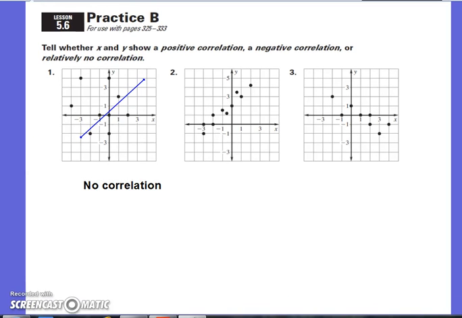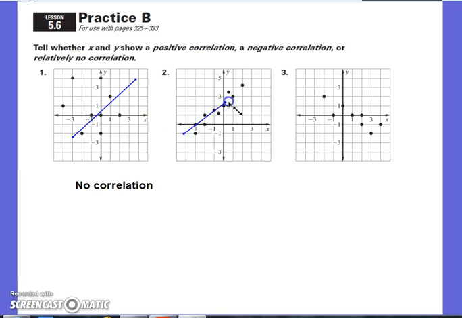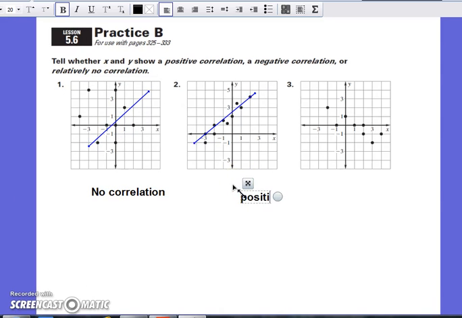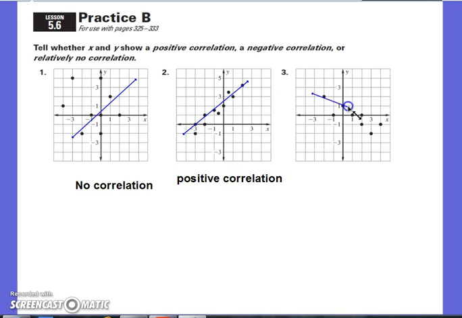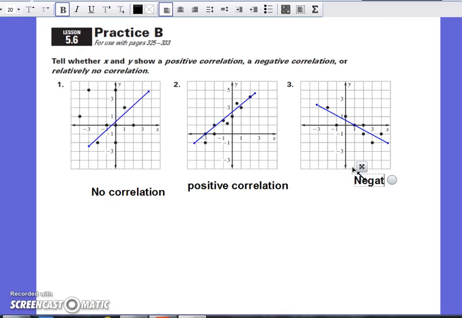Alright, let's look at number 2. Number 2, you can clearly see has a line that goes up like this. That is a positive correlation. And then last but not least, number 3, I would have to say it has somewhat of a negative correlation.